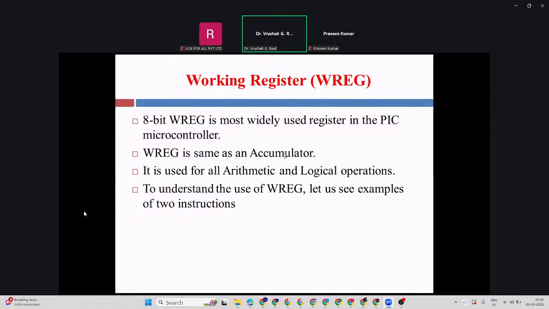It is the same. So whatever data we have to operate on, whatever data is going to the microcontroller for operation, we have to bring it to this W register. Similarly, it has the same operation as that of the accumulator. It is used for all arithmetic as well as logical operations. To understand the use of WREG, we are going to look at some instructions or examples which try to explain it.